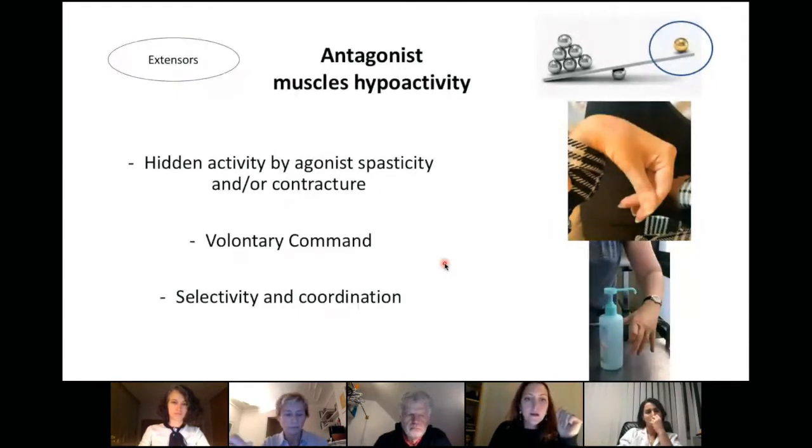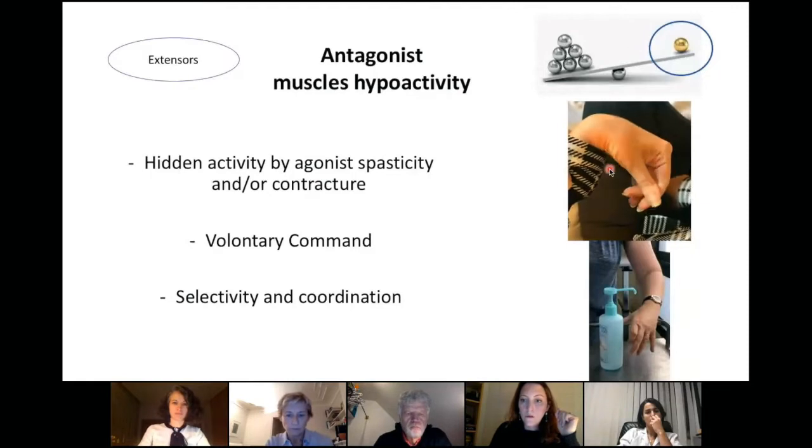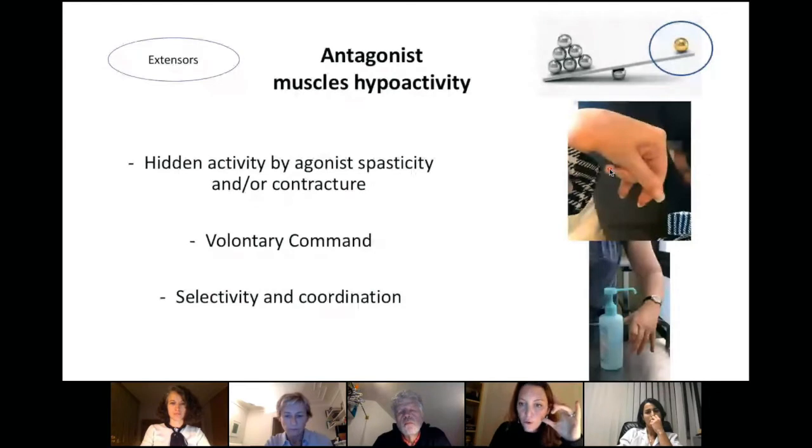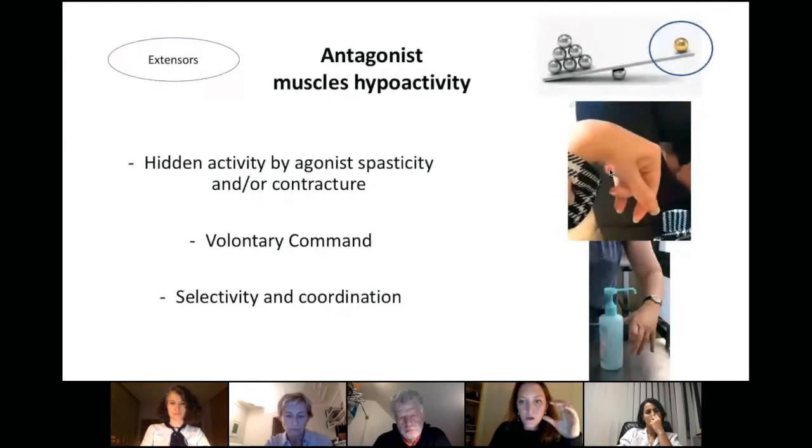First of them is a hidden activity by the antagonist spasticity or contractures. It can also be due to a lack of voluntary command. For instance, here is a video. I'm asking the patient to close her fist, and you can see that only her third finger is closing, and she cannot close the other fingers because she has a lack of voluntary command. Sometimes in functional limbs, you can have a lack of selectivity and coordination, which makes things harder to assess.